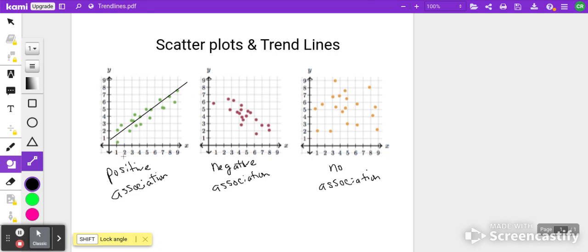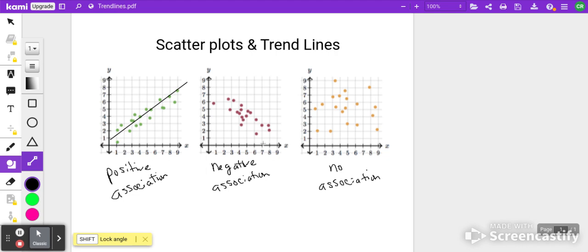So let's just make up a scenario. We could say at 7 hours, the car had gone about 6 miles, something like that. I know that doesn't make sense, but that's what that would be.